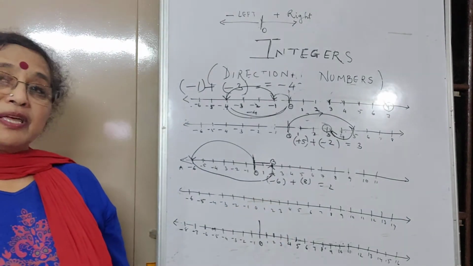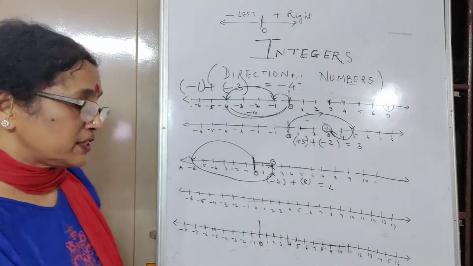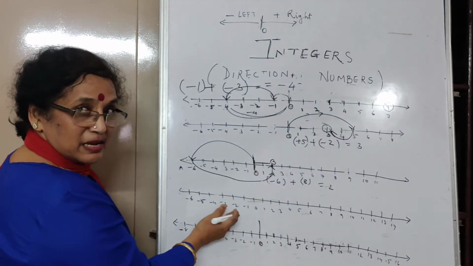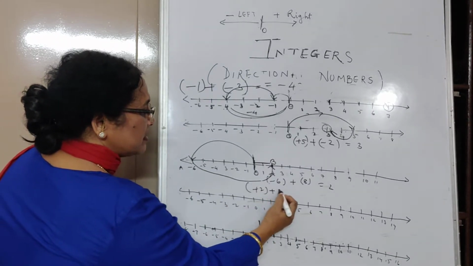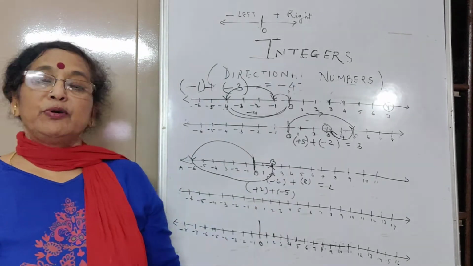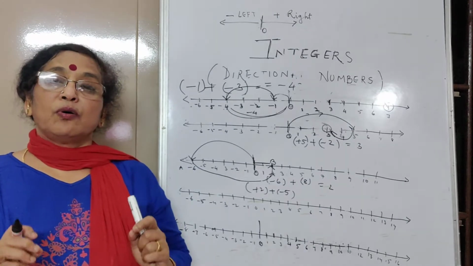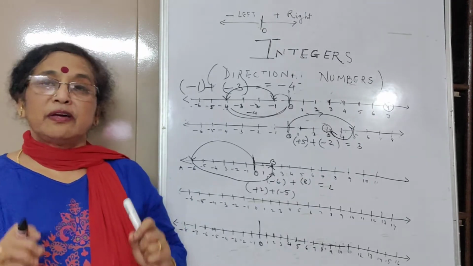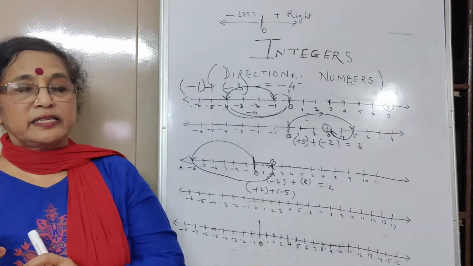Now let us go to something else. Suppose it is plus 2 and a minus 5. Okay? I'll do on this number line. Right? It's plus 2 and a plus or minus 5. So we are adding, remember, now I am doing addition of 2 positive numbers or addition of two negative numbers or addition of a positive and a negative.